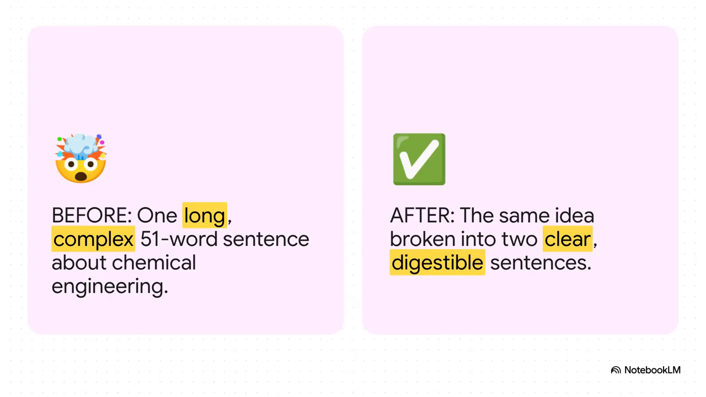And just look at the difference here. It is immediate and it is powerful. That before example, it's an absolute beast, a 50-word marathon that makes your reader try to juggle a bunch of concepts all at once. But now, look at the after. Just by adding one simple period, we get two clear, digestible thoughts. The first one sets up the main idea, and the second one builds on it. It's the exact same information, but it's just so much easier to process.